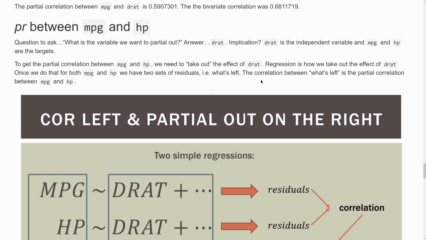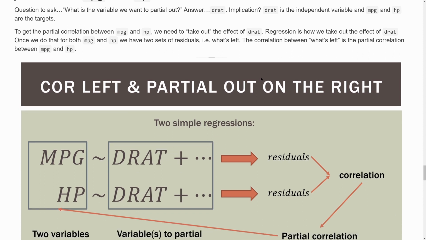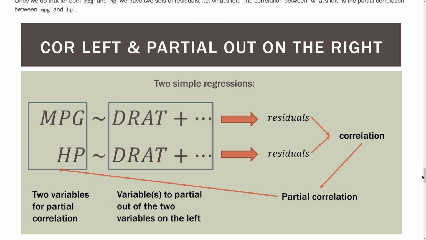So to get the partial correlation between miles per gallon and horsepower, we've got to take out the effect of drat. And again, regression is how we take out the effect of drat. We use the models of drat to miles per gallon and drat to horsepower to grab up all the variance that we can in each of those 2. So once we do that for both, we have two sets of residuals, i.e. what's left. And again, the correlation between what's left, the residuals, is the partial correlation between miles per gallon and horsepower. So the diagram looks like this, similar to above.